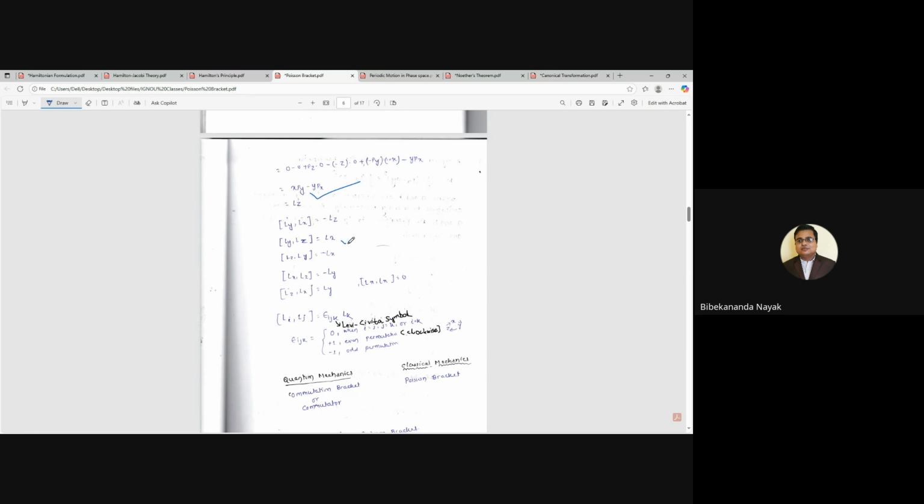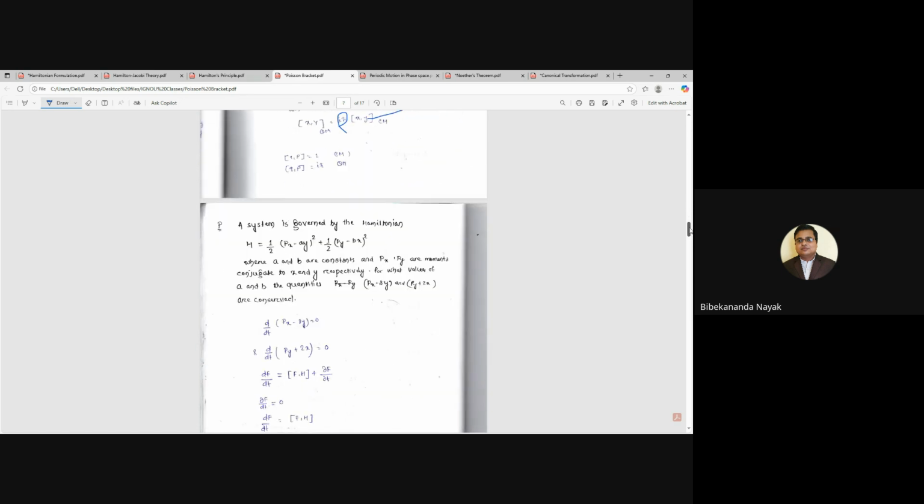Similarly, [Ly, Lx] is minus Lz if you change the order. In cyclic order, XYZ, YZX, it will be plus. So the general formula is [Li, Lj] = ε_ijk Lk, where ε is the Levi-Civita symbol. It is 0 if two indices are the same, plus 1 for an even permutation, in cyclic order, and minus 1 for an odd permutation. So you can say the commutator in quantum mechanics is iħ times the Poisson bracket in classical mechanics.